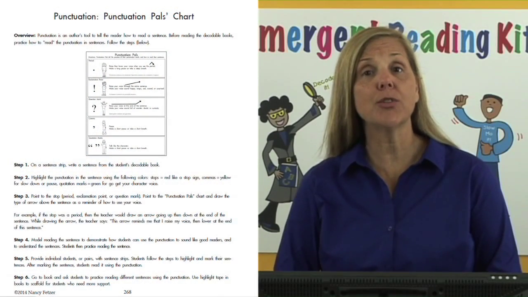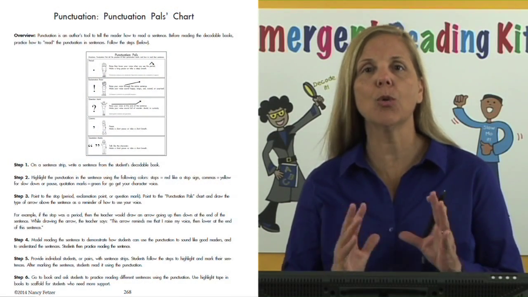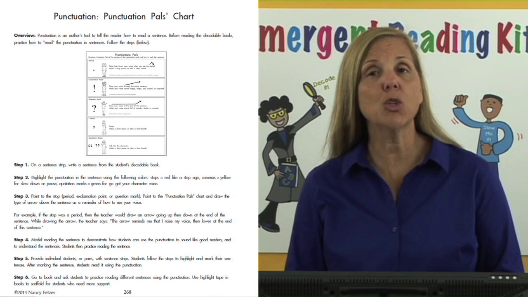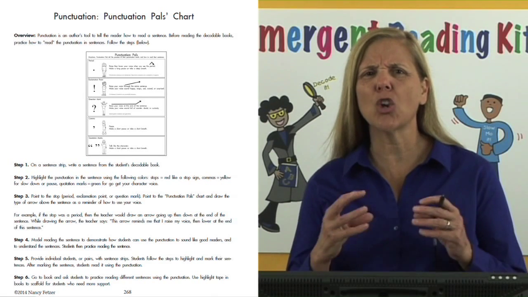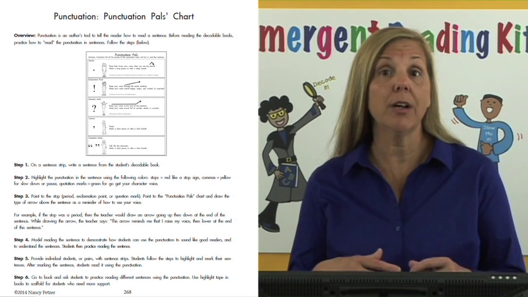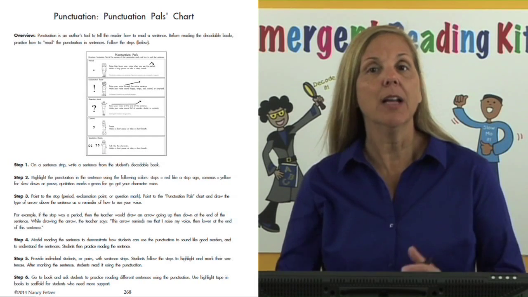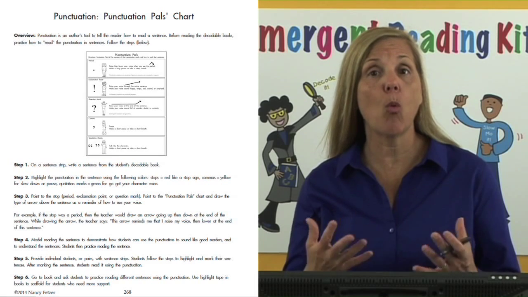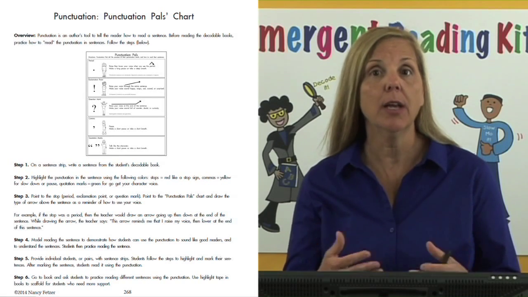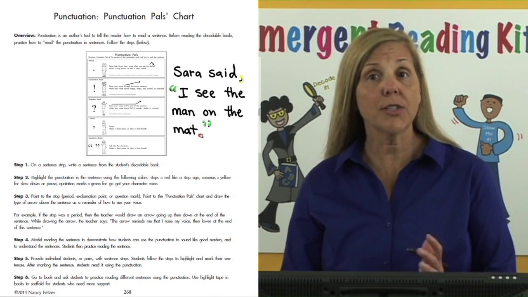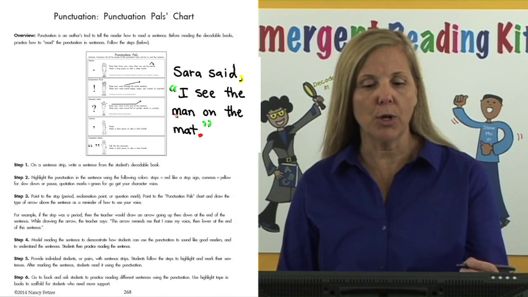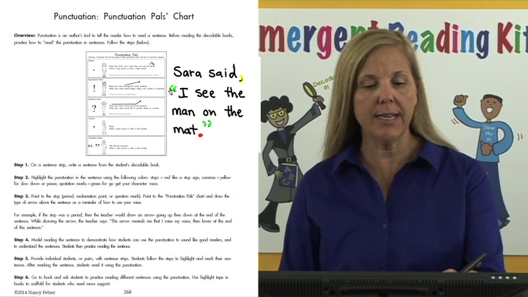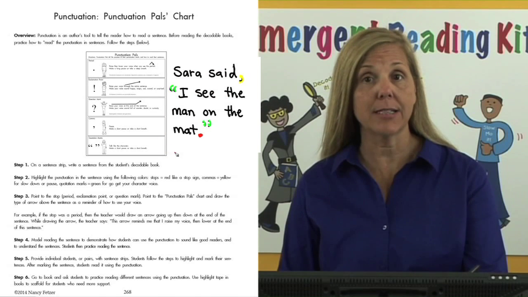On pages 268 through 271 are the Punctuation Pals chart and bookmarks. Punctuation is an author's tool to tell the reader how to read a sentence. This activity helps students become aware of the punctuation in sentences and how to read them. On a sentence strip, the teacher writes a sentence from the student's decodable book. So let's say we have, Sarah said, I see the man on the mat.